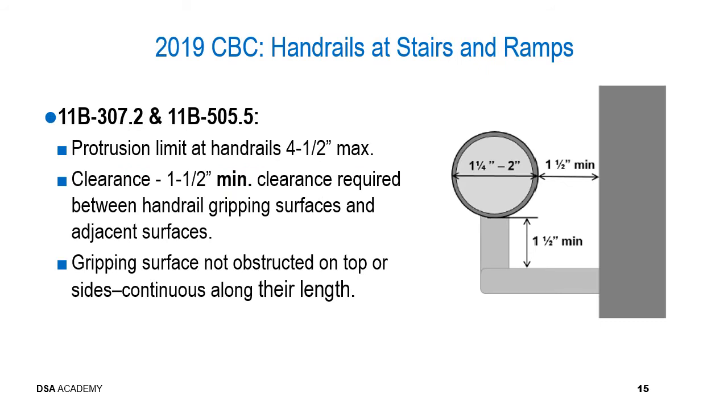For handrails at stairs and ramps in 11B-307.2 and 11B-505.5, there's been no changes here compared to the past code cycle. We still have the same protrusion limits at handrails of 4.5 inches max. The clearance dimensions are also the same as before, being at 1.5 inches minimum clear required between the handrail gripping surface and the adjacent surfaces. And of course, as has been the case for quite some time, the gripping surface must not be obstructed on the top or the sides and must be continuous along their length.